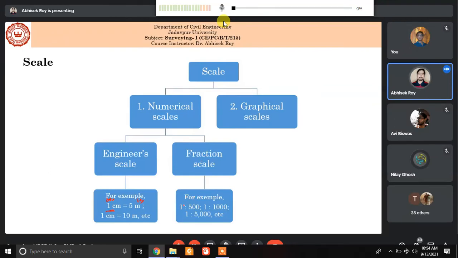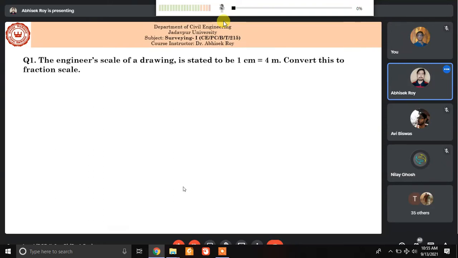In the fraction scale we will write like this: 1 is to 500. That means in the drawing 1 unit will be actually 500 units of the field. So like this we will plot or draw. Now let us convert the engineer scale of a drawing, which states 1 centimeter equals 4 meter, to fraction scale.